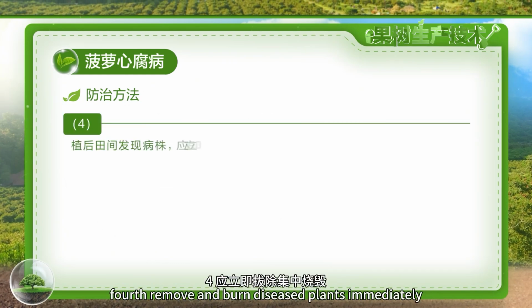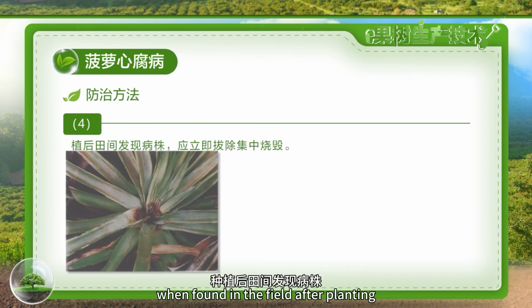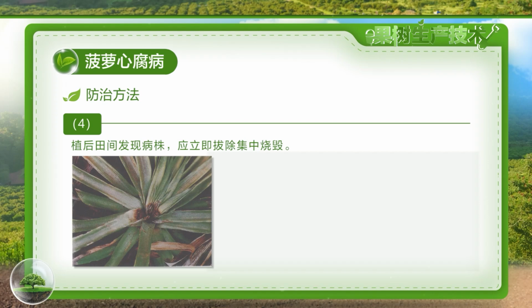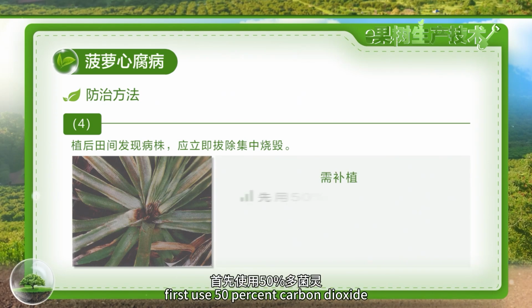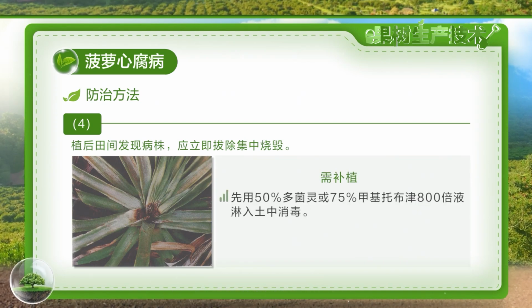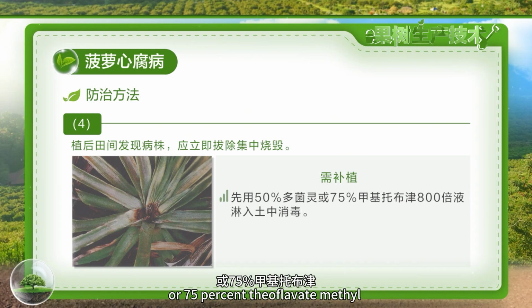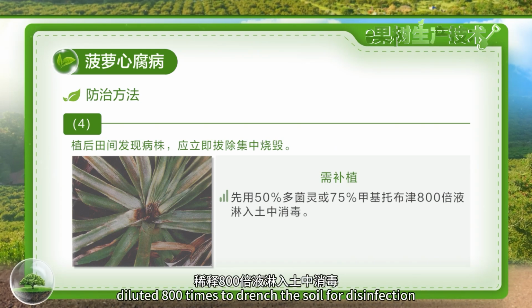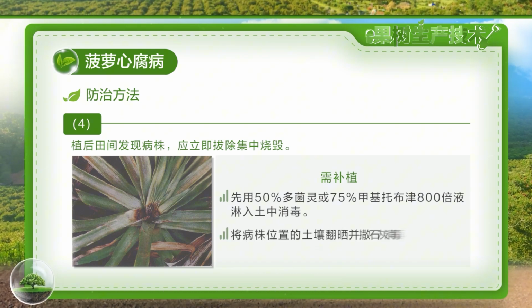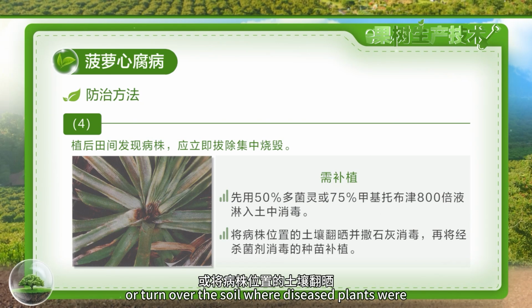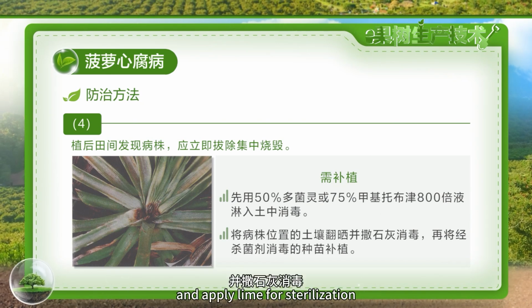4. Remove and burn diseased plants immediately when found in the field after planting. If replanting is needed, first use 50% carbendazim or 75% thiophanate-methyl diluted 800 times to drench the soil for disinfection. Or turn over the soil where diseased plants were and apply lime for sterilization.